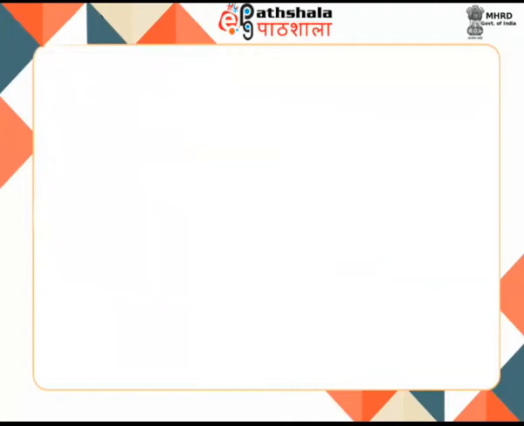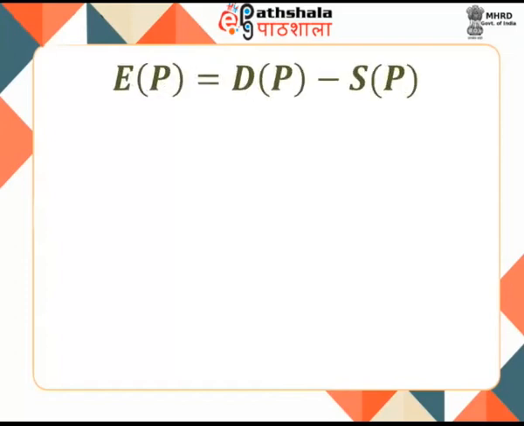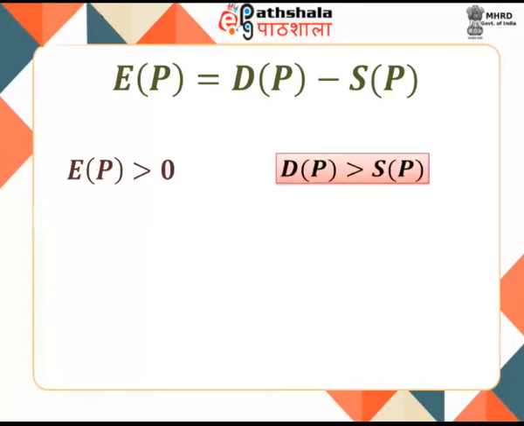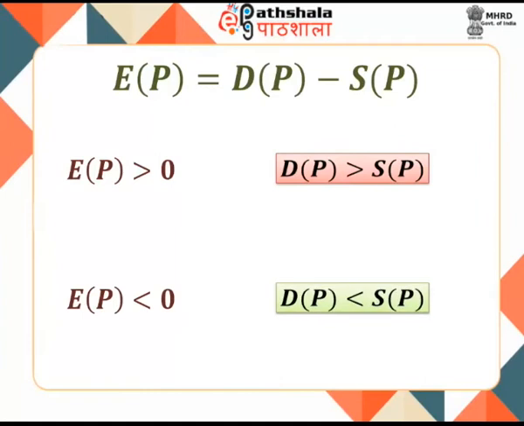Mathematically, the excess demand at price P can be defined as E(P) = D(P) - S(P). It is positive when demand at price P is greater than supply at price P. It is negative when demand at price P is smaller than supply at price P.